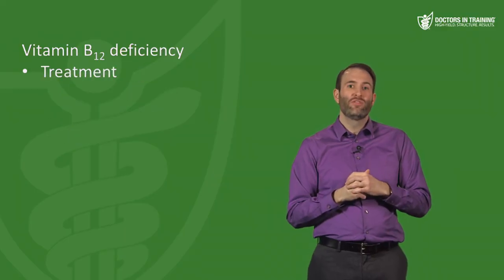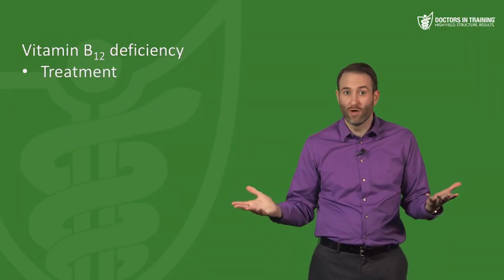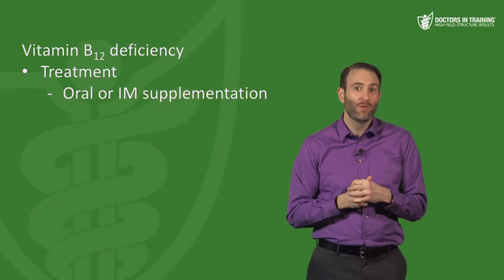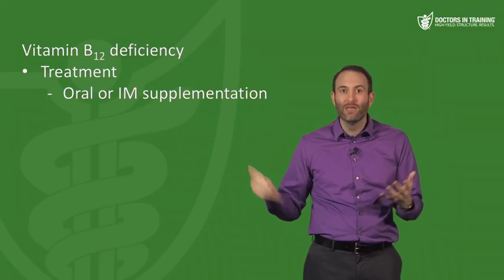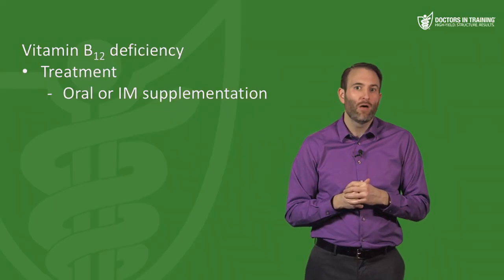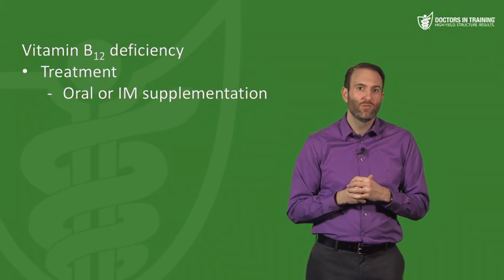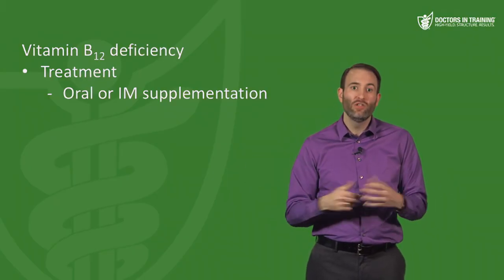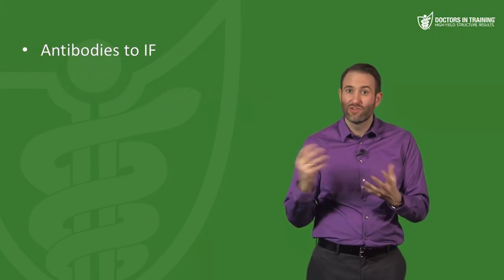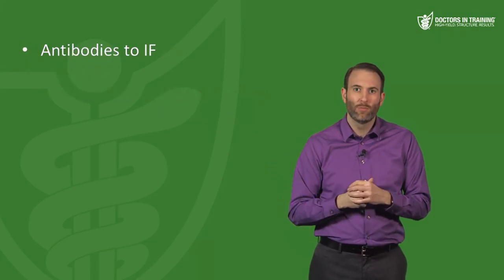So how do you treat a B12 deficiency? Well, if you're able to absorb B12, then you can just give oral supplements. But we'll probably at least start with an IM dose of B12 to get people started. Now, how would you know if this B12 deficiency was from pernicious anemia? Well, you can check for antibodies to that intrinsic factor. That was one of the pathological problems there.